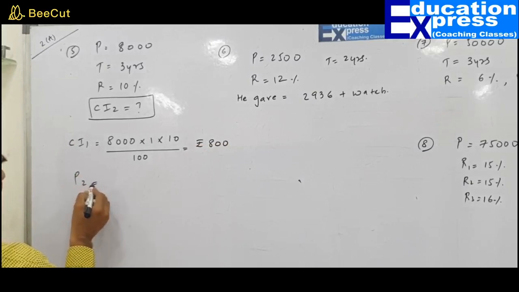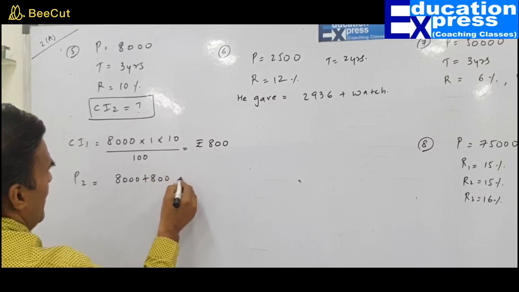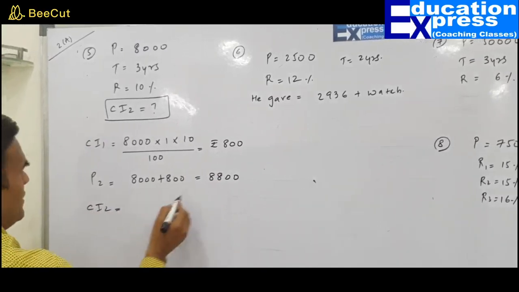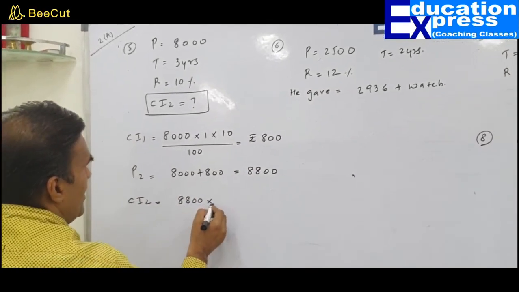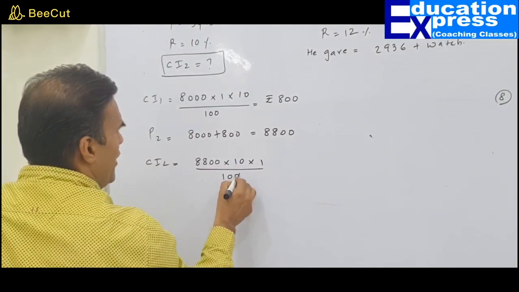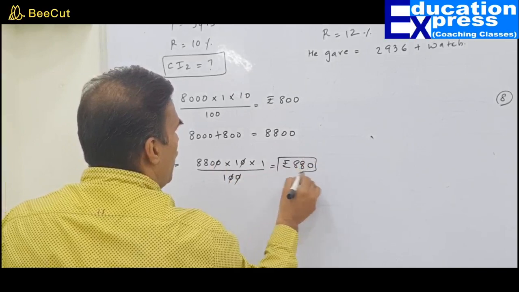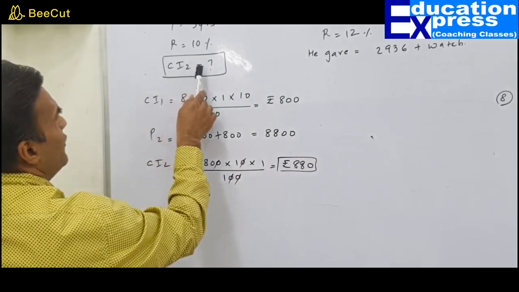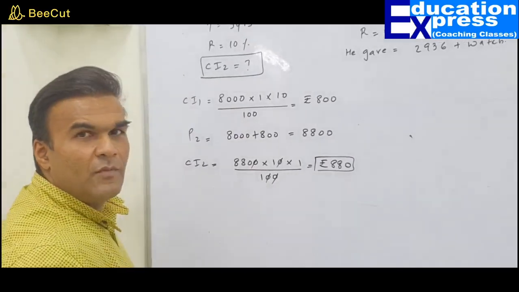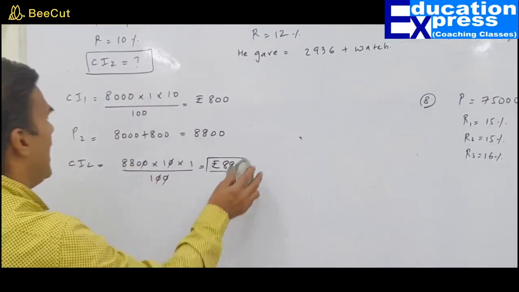Can you find the principal for the second year? Yes, sir. I started with 8,000 plus 800. That becomes 8,800. Can you find interest for the second year? Yes, sir. On 8,800 rupees, rate remains the same, 10% for 1 year, upon 100. What remains? 880. What we have to find? We have to find compound interest for the second year, and we have found it. Question is done, my dear friend.